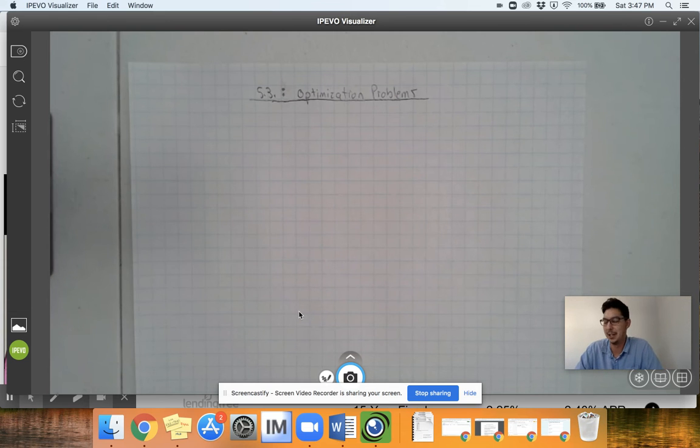Hello, everyone. This is the final section of the quarter, 5.3 optimization problems. There are a few sections within there that you'll be doing. I think 5.3.1, 5.3.2, and 5.3.3. And optimization problems are all about trying to find the max and min.